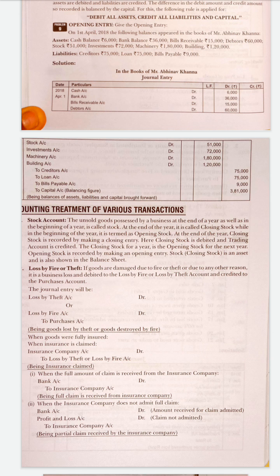At the end of the year, closing stock is recorded by making the closing entry. Here the closing stock is debited and the trading account is credited, and we will see this in more depth in the next chapters. Just remember, closing stock is to be debited because it is one of the assets of the company. Understood?